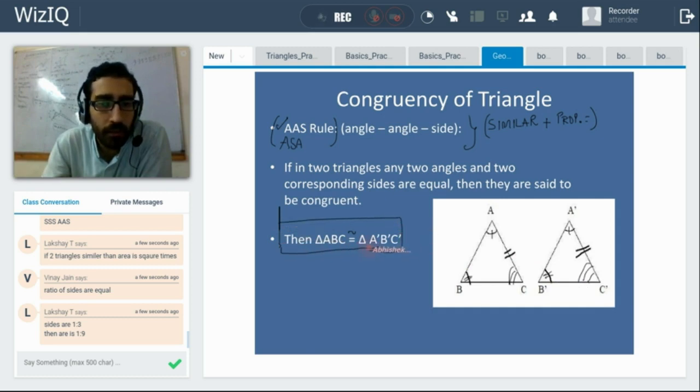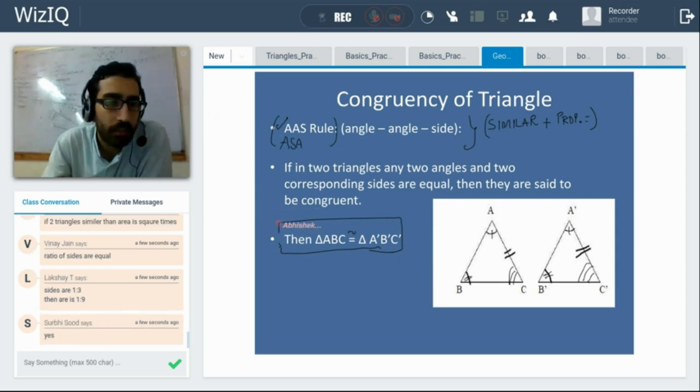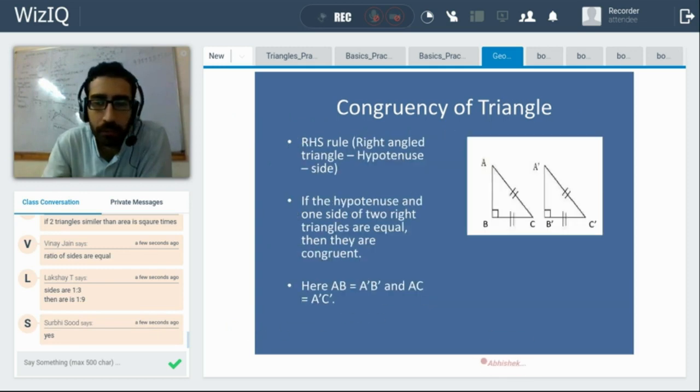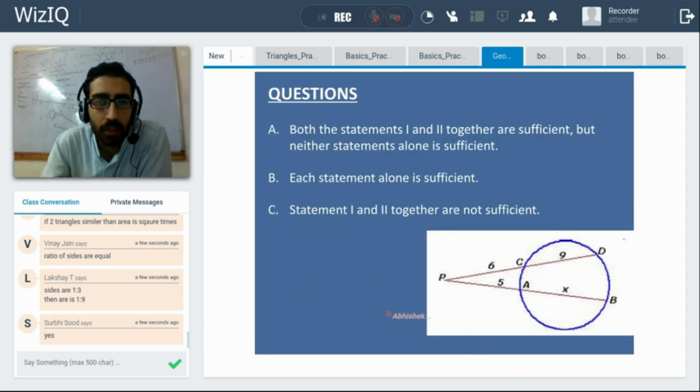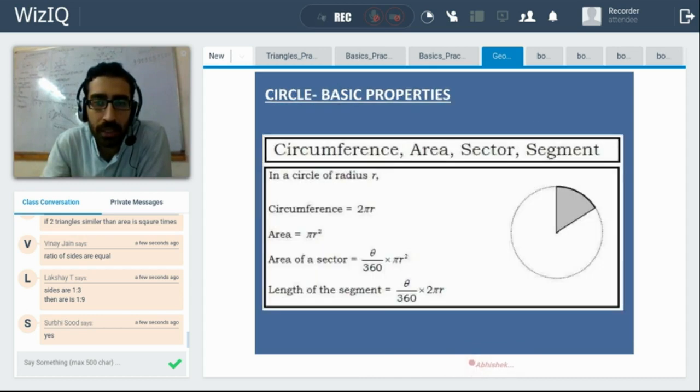Is this clear? That is all there is to congruency. These two rules. Okay, excellent. Yeah, this is not important. Congruency of a right triangle is not so important. Okay, this is a miscellaneous slide.